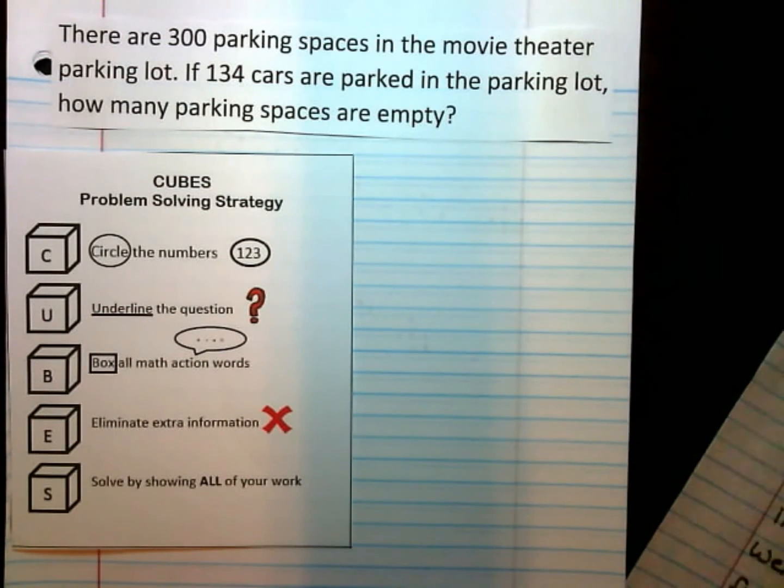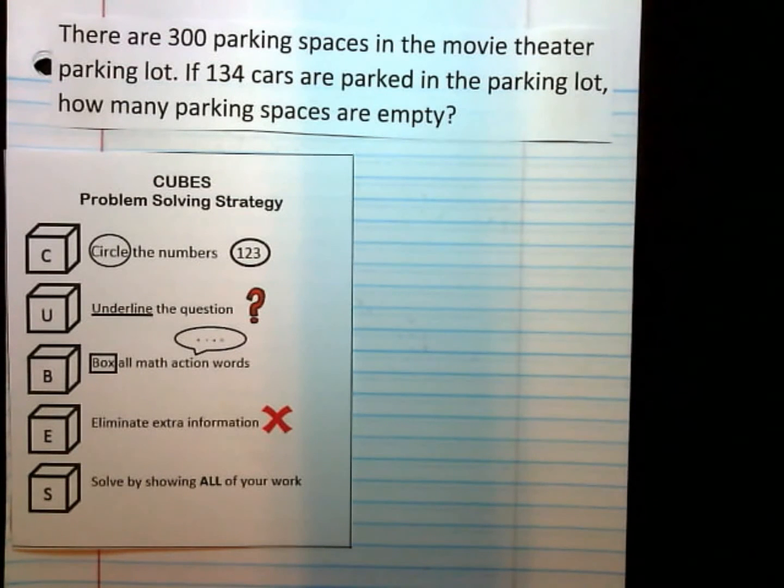Our word problem says there are 300 parking spaces in a movie theater parking lot. If 134 cars are parked in the parking lot, how many parking spaces are empty? So now that I've read my word problem, I want to use the CUBE strategy to help me dissect the word problem. So we start off by the C, circling the numbers. The U, underlining the question. B is for boxing in the math action words. E stands for eliminating the extra information. And S says to show and solve.